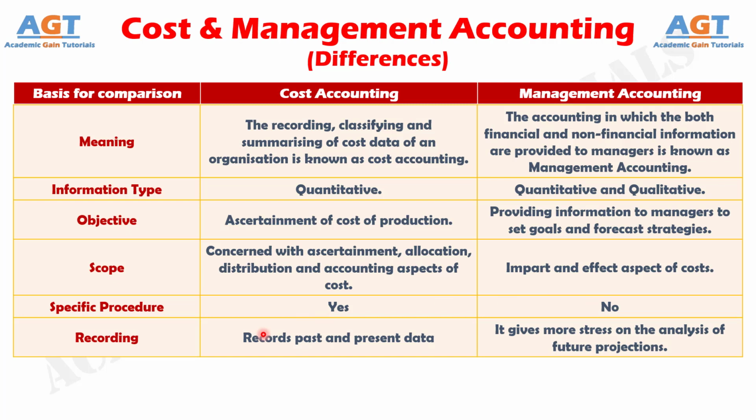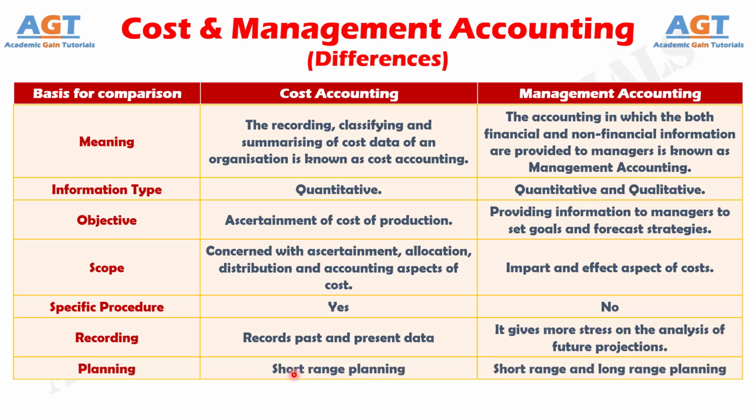Number 6. Cost accounting records past and present data, whereas management accounting gives more stress on the analysis of future projections. Number 7. Cost accounting stresses short-range planning, but management accounting focuses on long and short-range planning, for which it uses high-level techniques such as probability structure, sensitivity analysis, etc.